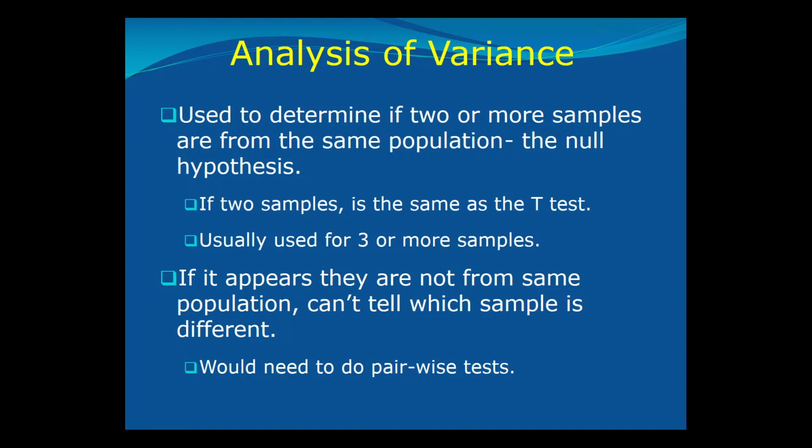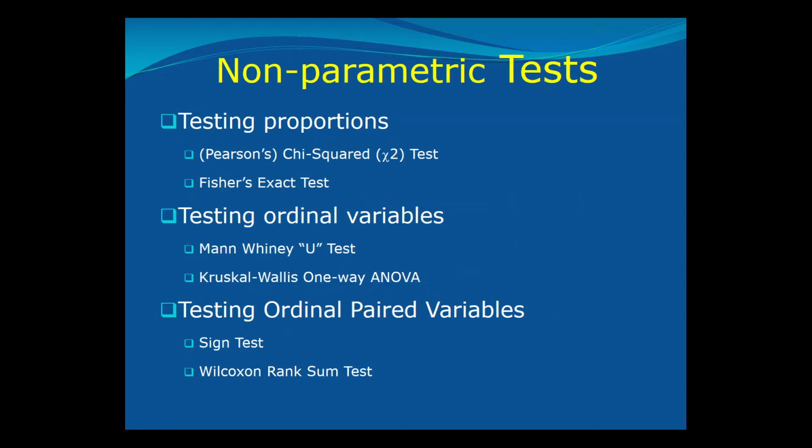If it appears they are not from the same population, we can't tell which sample is different. So by using analysis of variance, we can only answer the question: are all these samples from the same population or different? And after we do analysis of variance, we need to do a pairwise test to understand which sample is different from another.